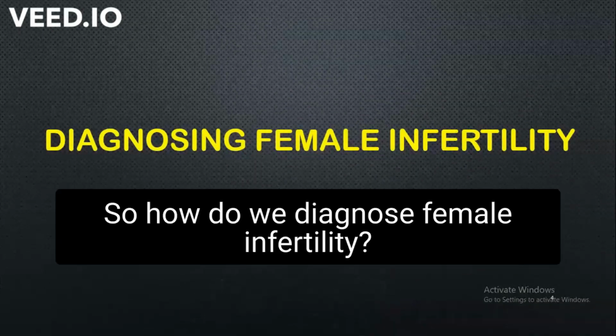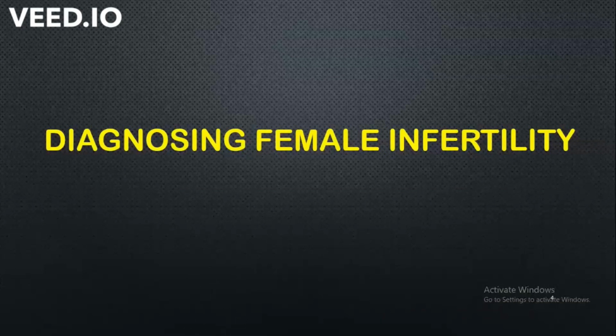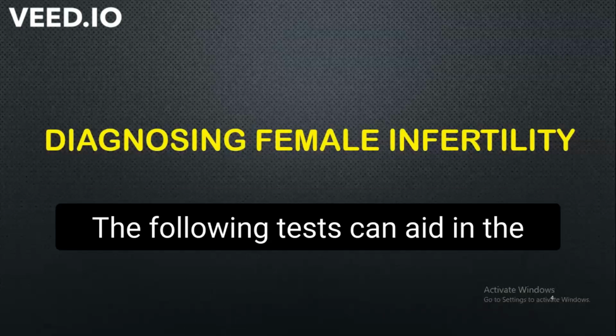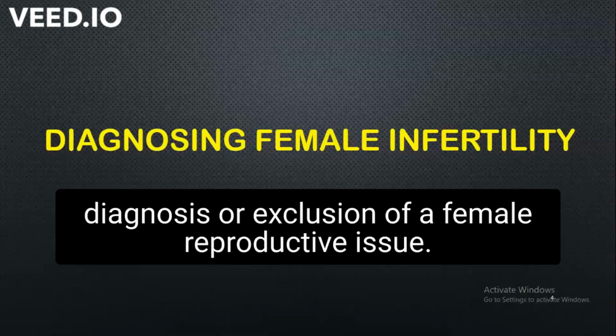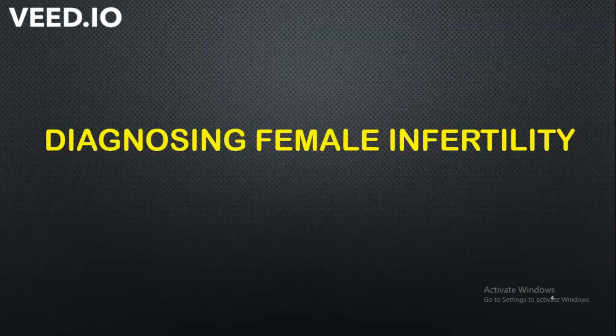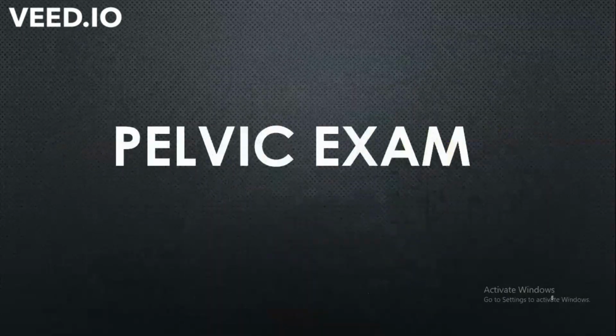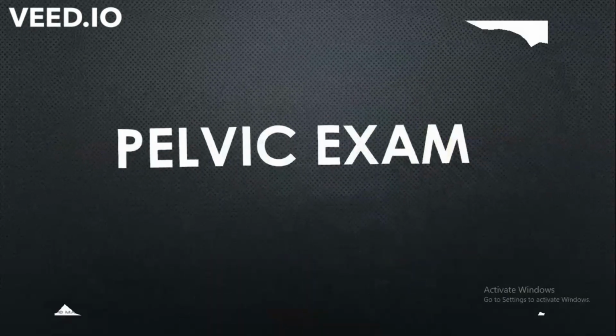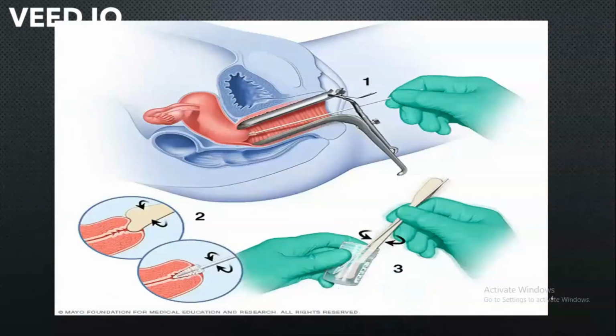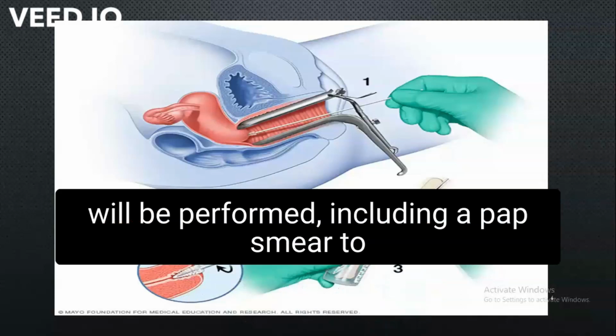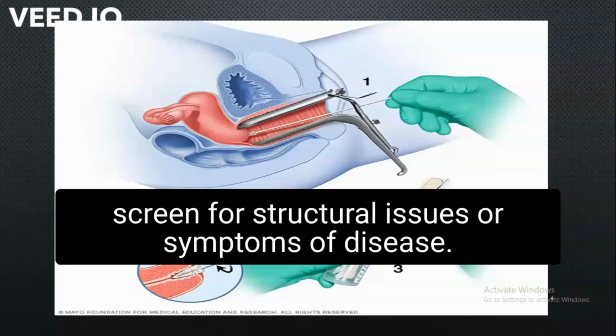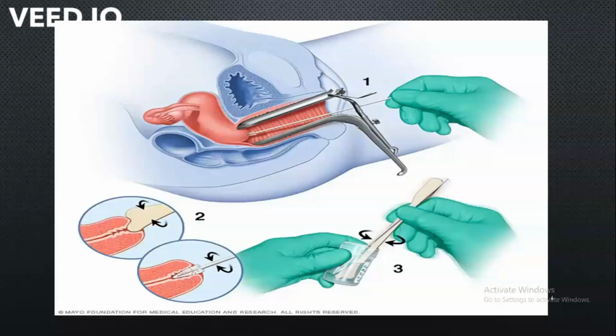So, how do we diagnose female infertility? The following diagnostic tests can aid in the diagnosis or exclusion of a female reproductive issue. Pelvic exam. A pelvic exam will be performed, including a pap smear, to screen for structural issues or symptoms of disease.